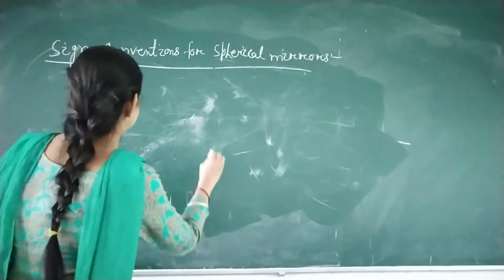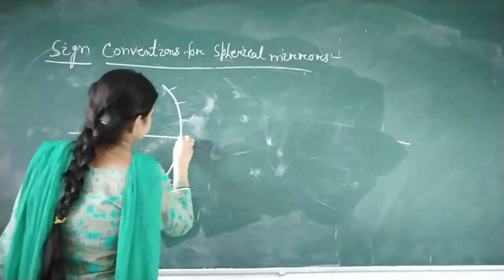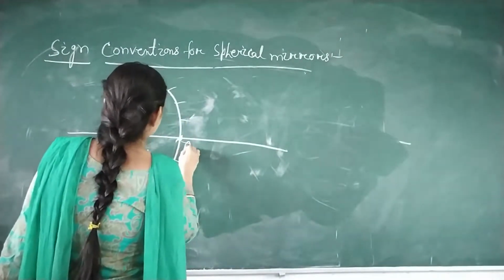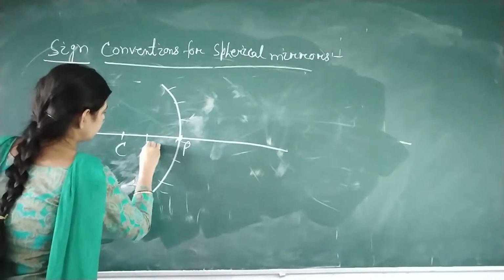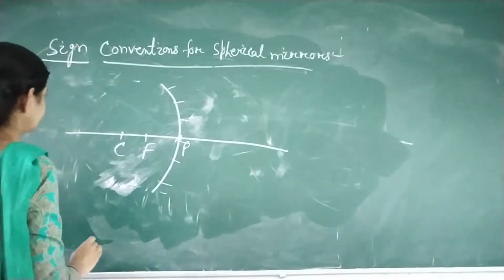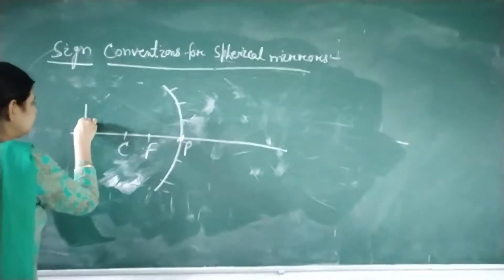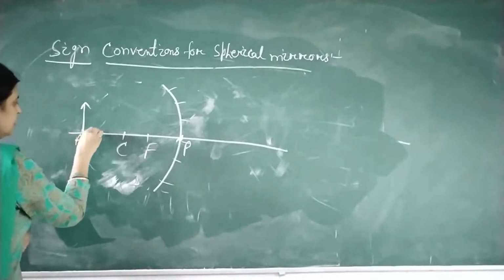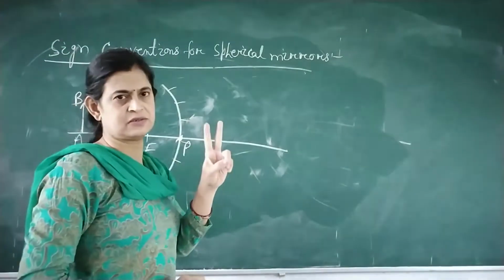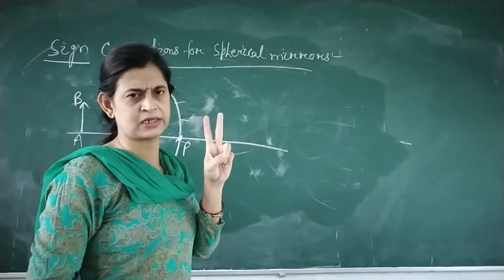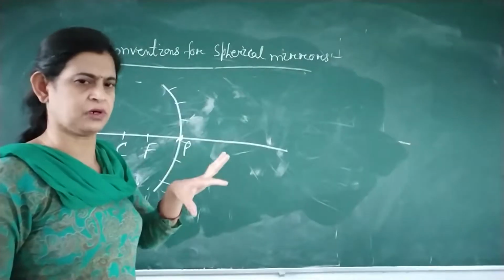So, for example, suppose for a concave mirror, P is the pole, C means center of curvature and this is the focus. Now we are considering any one situation. Suppose the object is placed here. AB is the object. Now we have to consider at least two incident rays so that we can get two reflected rays, and we have to find out their intersecting point at which the image will be formed.